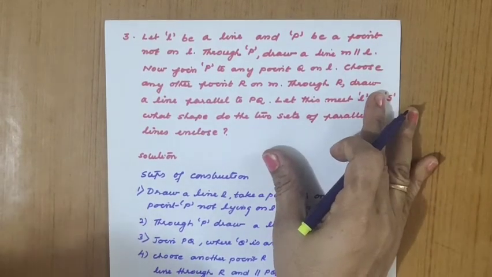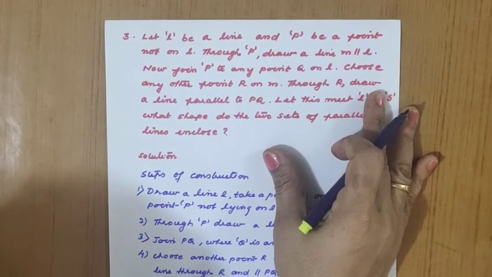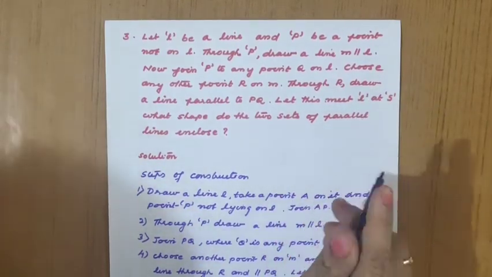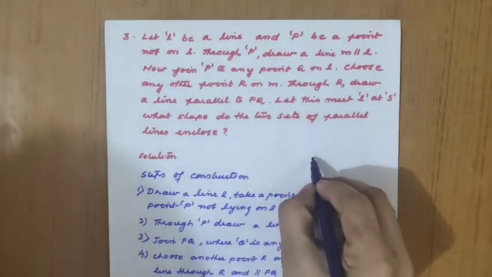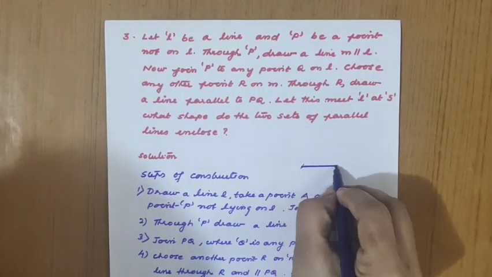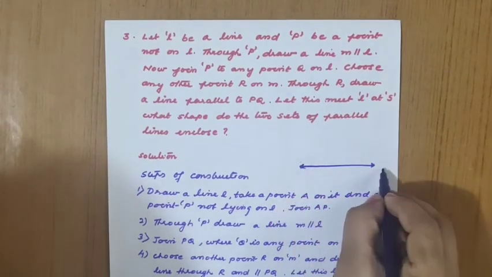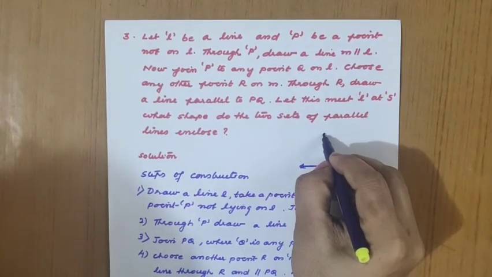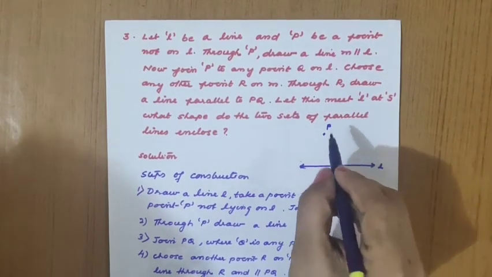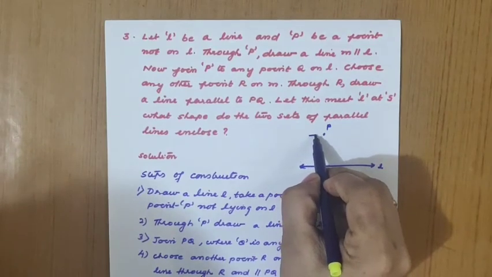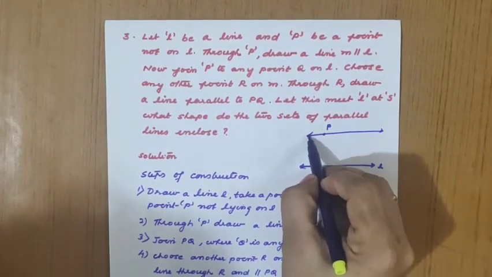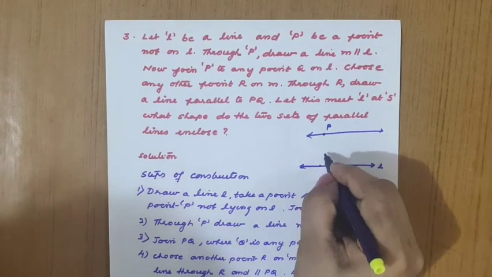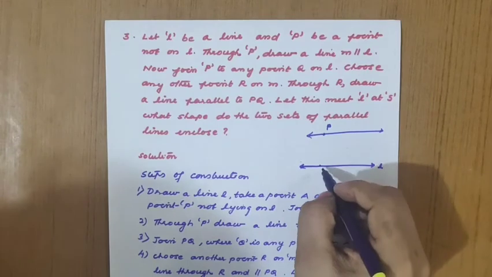The question is a little bit lengthy. Now we have to make clear what the question is, so I'll draw the rough diagram. That is the first step for us. Let L be a line, so line L we have drawn. P be a point not on L, so P we have taken outside the line L. Through P, draw a line M parallel to L. This step I think there is no need of explaining, because we will take a point A here. Again we will join and draw the parallel line like that.